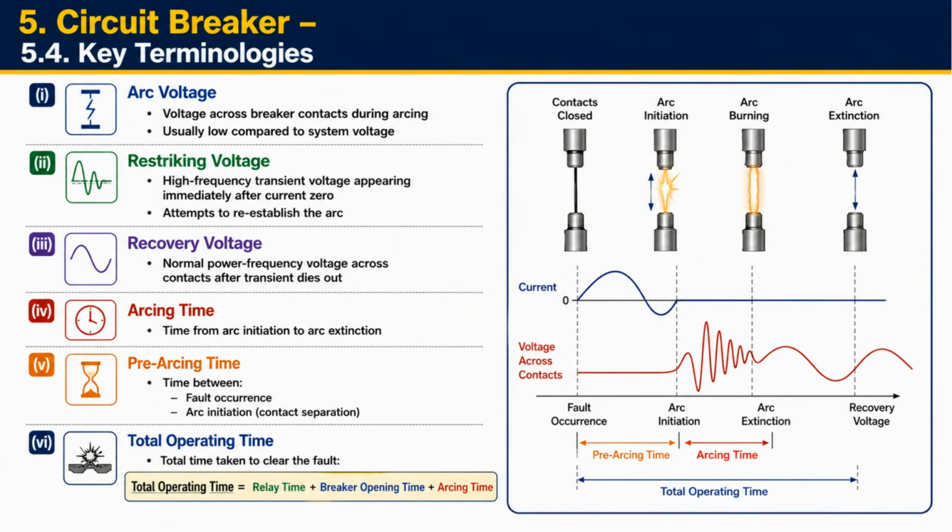Arcing time is the time interval from the formation of the arc until it is completely extinguished. Pre-arcing time is the time between the occurrence of the fault and the initiation of the arc when the breaker contacts begin to separate. Finally, total operating time is the total time required to clear a fault. It is the sum of the relay operating time, breaker opening time, and arcing time. Understanding these terms helps in analyzing the performance and speed of a circuit breaker during fault conditions.